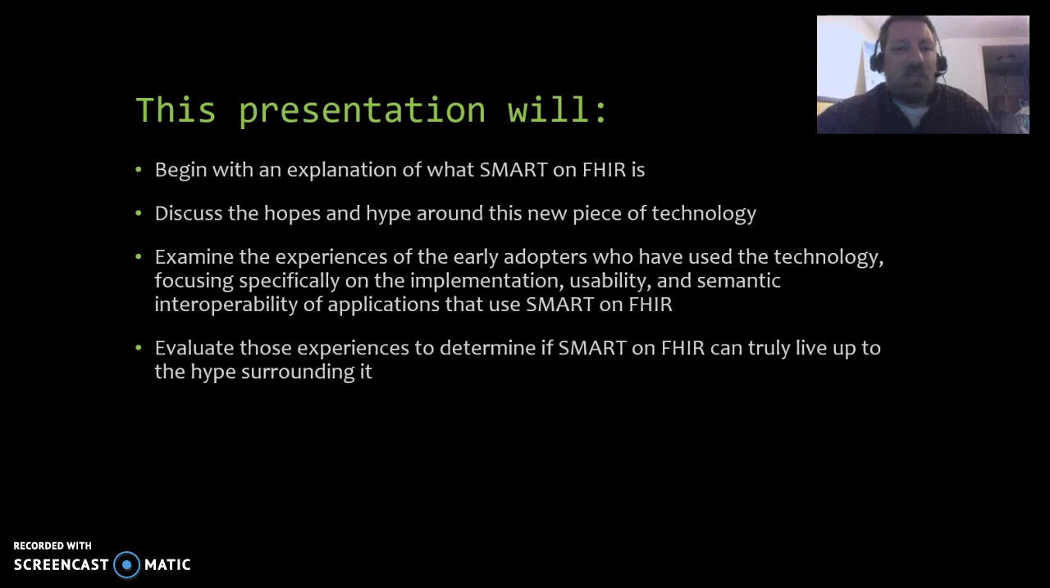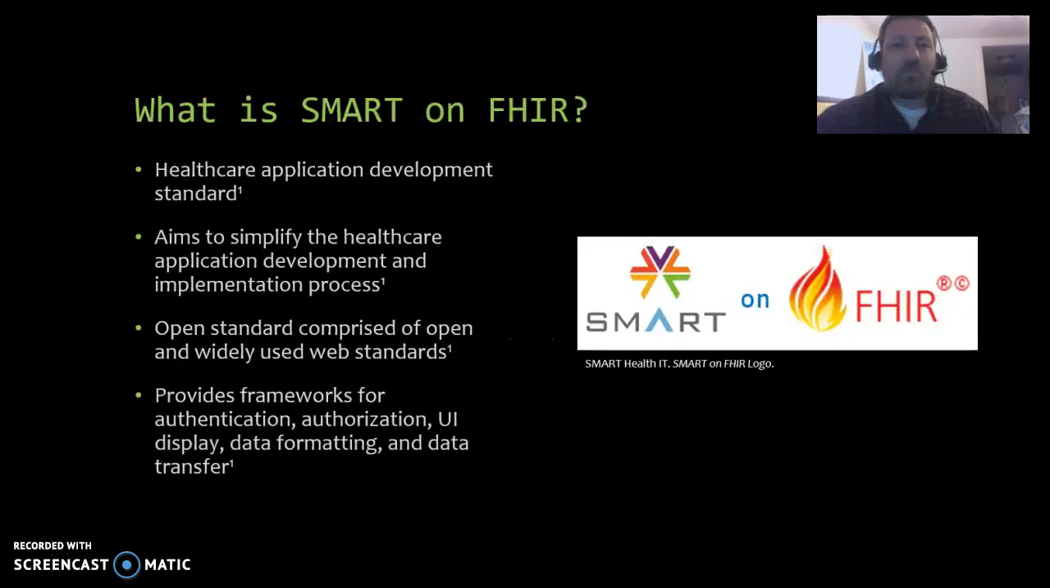So for this presentation, we'll start off with an explanation of what Smart on Fire is. We'll discuss a lot of the hopes and the promise and some of the hype that surrounds this new piece of technology. And then we'll take a look at some of the experiences of people who have actually built applications using this standard and really evaluate their experiences to see if Smart on Fire can live up to its promise.